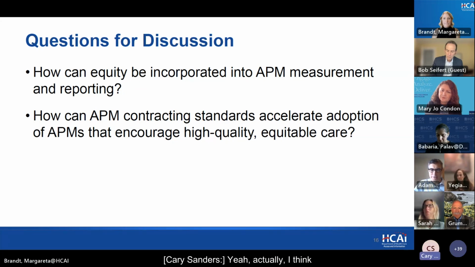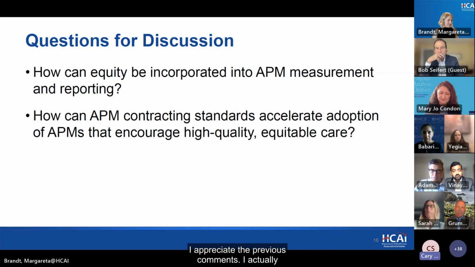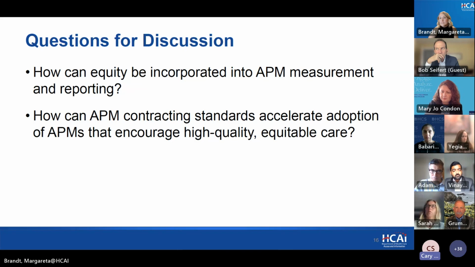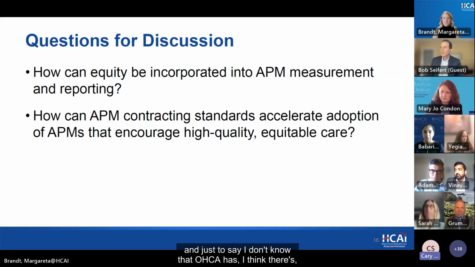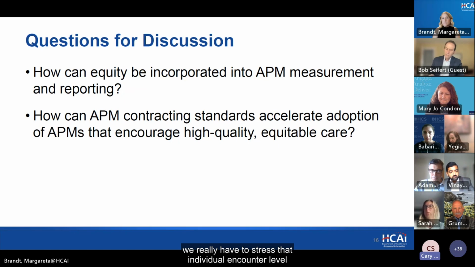Yeah, actually, I think good timing. I appreciate the previous comments. I wanted to flag one of our concerns about social indices. I think the research is still evolving in this area, so I don't know that OHCA needs to say one way or the other. I think we definitely do need to stress individual encounter-level demographic data, and part of why I say that is for precisely the reasons that the previous speaker mentioned.